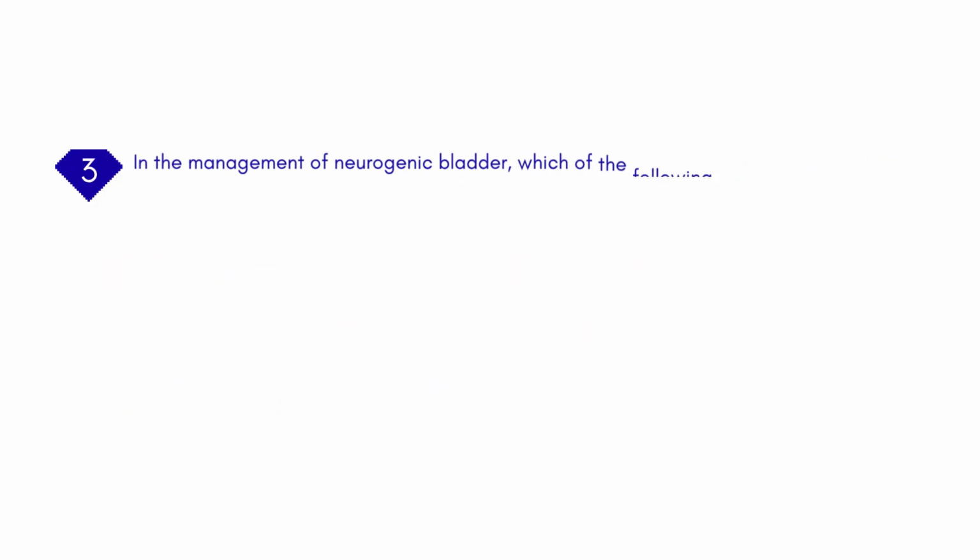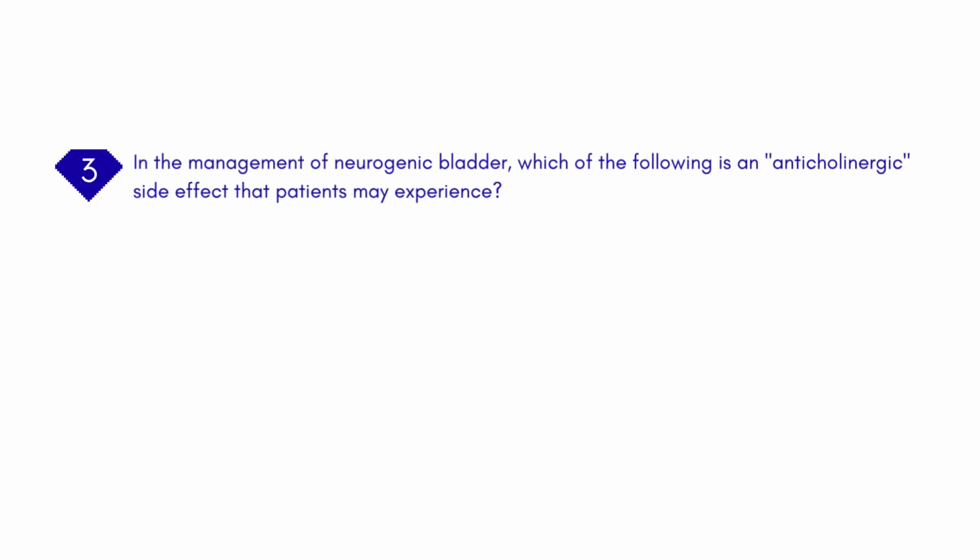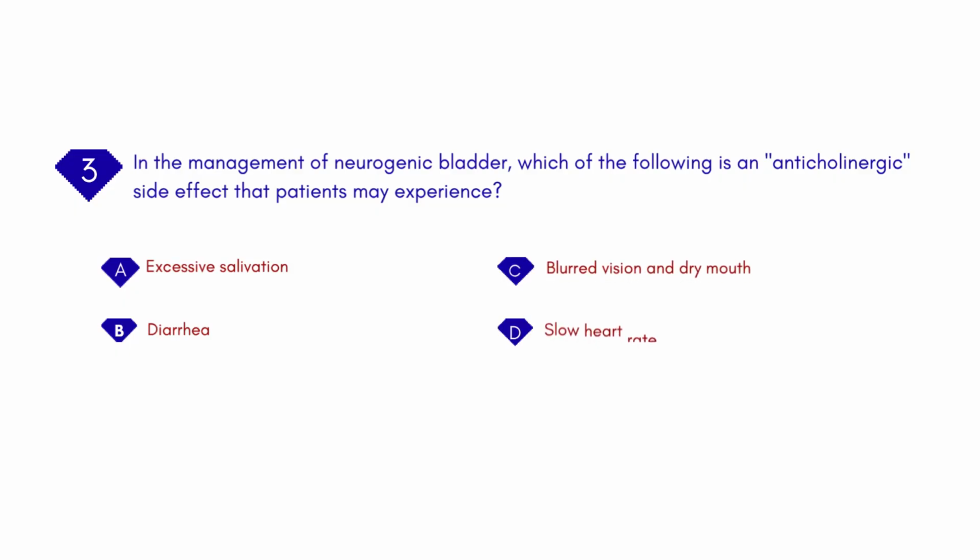In the management of neurogenic bladder, which of the following is an anticholinergic side effect that patients may experience? A. Excessive salivation. B. Diarrhea. C. Blurred vision and dry mouth. D. Slow heart rate. Answer, C. Blurred vision and dry mouth.